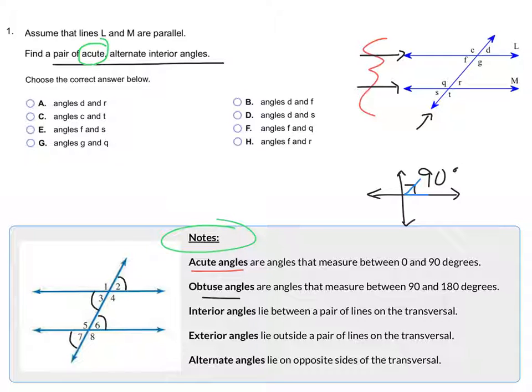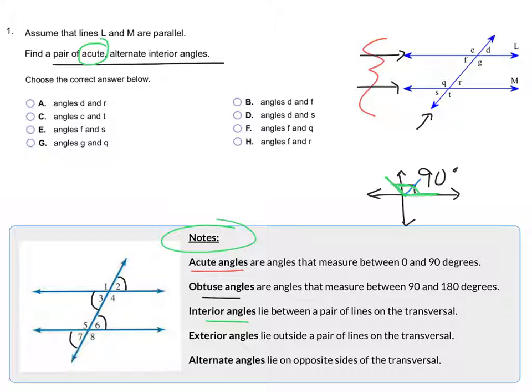Obtuse angles are angles that measure between 90 and 180 degrees. So that means that obtuse angles are larger than our right angle here. So if we look at the green angle, that would be an example of an obtuse angle. It's greater than 90 degrees.